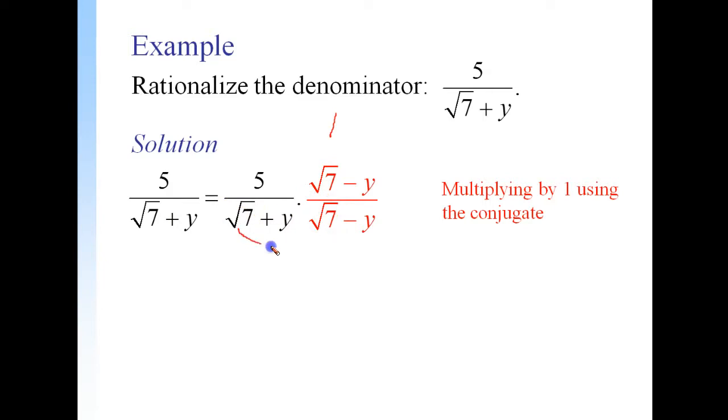But notice, when we do this, this becomes the square root of 49, which is 7, and then minus y squared as we FOIL our bottom. Now our top will be 5, the square root of 7, minus 5y. Notice we had a radical in the denominator. We have rationalized the denominator by multiplying a two-term denominator by its conjugate right here. Okay.